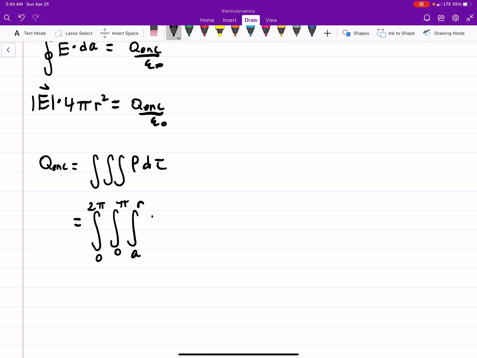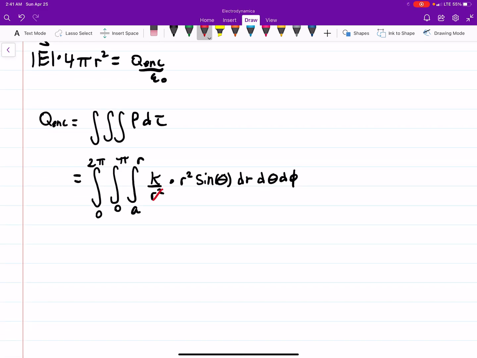So rho was given to us in the first problem, so that's going to be k over r squared. And then d tau for spherical is going to be r squared times sine of theta dr d theta d phi. So Q enclosed is going to be 4 pi, that's coming from sine theta d theta d phi, times our constant k, times the integral from a to r dr. So this ends up equaling 4 pi k times r minus a.